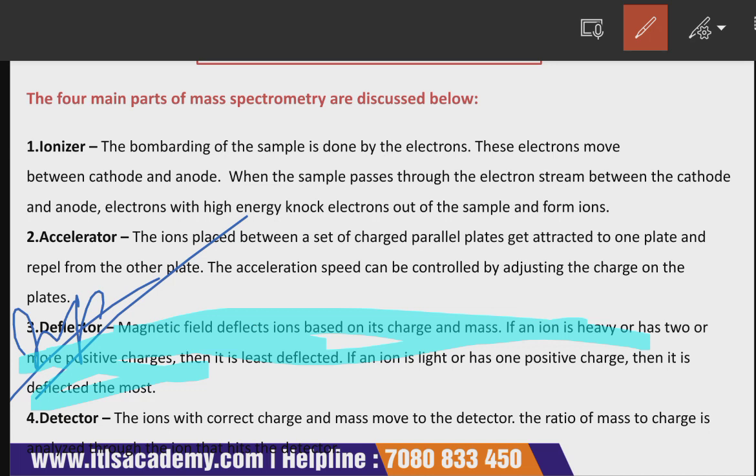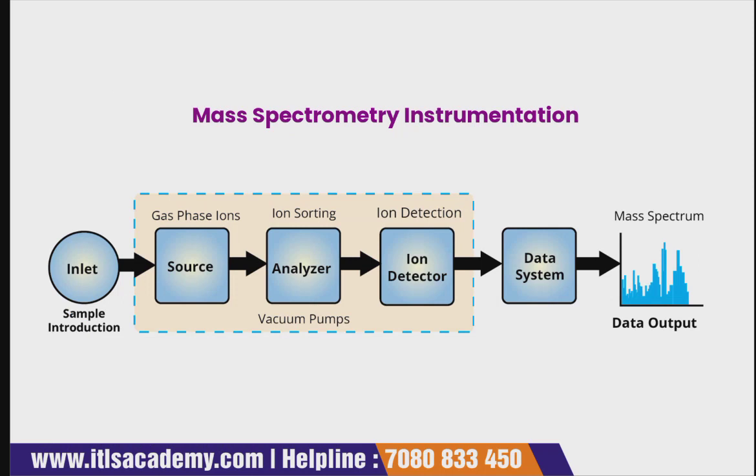The ratio of mass to charge is analyzed through the ions with the help of the detector. So this is the whole thing behind the four main parts. Apart from this, it has an inlet, which means from where the sample is introduced.